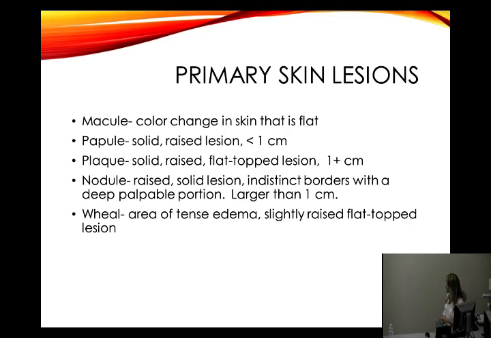A plaque is a solid flat top lesion, and it's usually 1 centimeter or larger. That's when the papules form together, they coalesce, and they become a plaque. A nodule is a raised solid lesion. It has indistinct borders with a deep palpable portion. So if you push on it, you can just feel it go down in the skin there. Typically, these are larger than 1 centimeter. And a wheal is an area of tense edema, so it's slightly raised and flat topped as well.